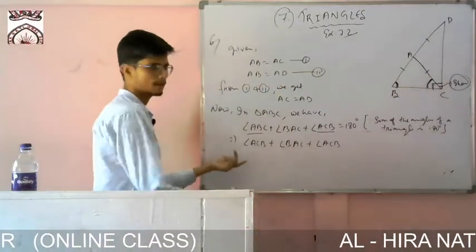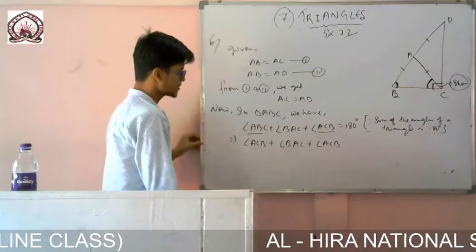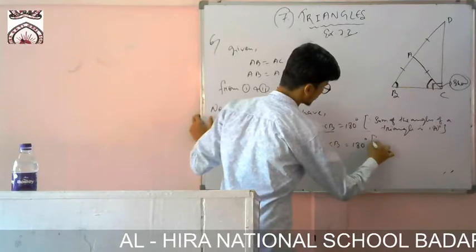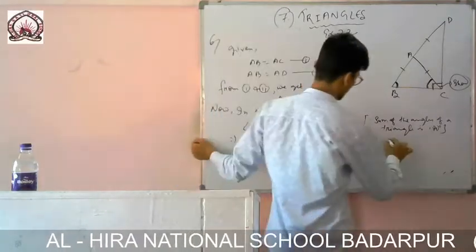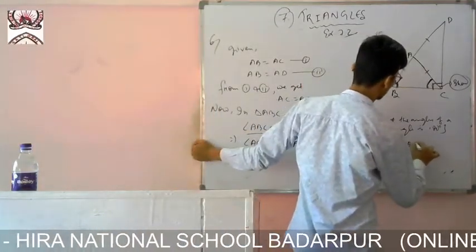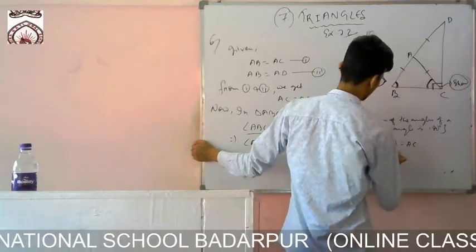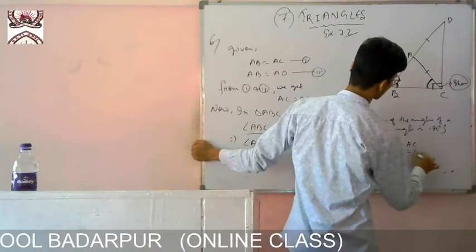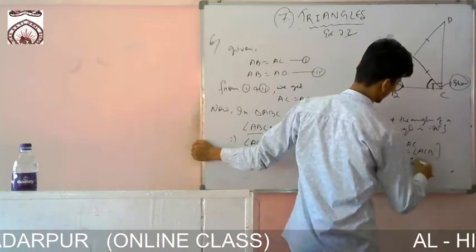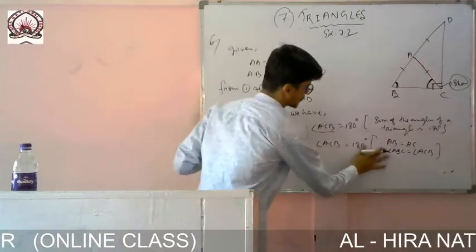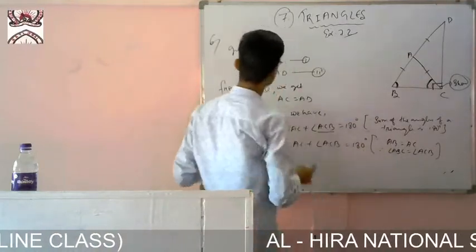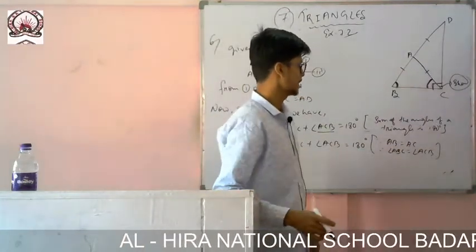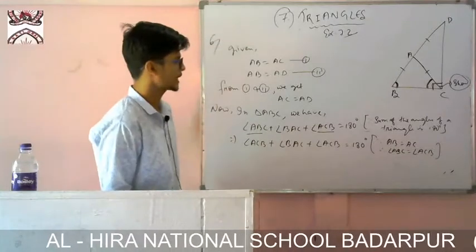Okay, and then again I will add them, I will get 90 degree. So now you see ACB plus BAC plus ACB equals to 180 degree, and there you write since AB is equals to AC, that is we can write angle ABC will be equals to angle ACB. Since, so therefore you give this in reason. So you write since AB is equals to AC, therefore this angle ABC is equals to angle ACB.